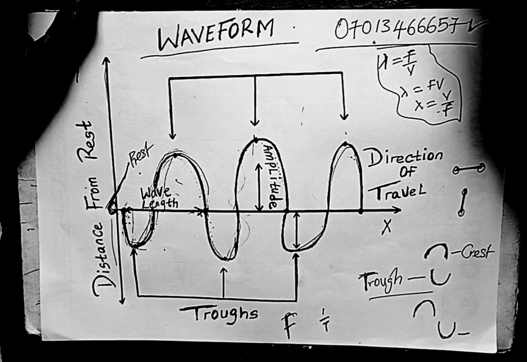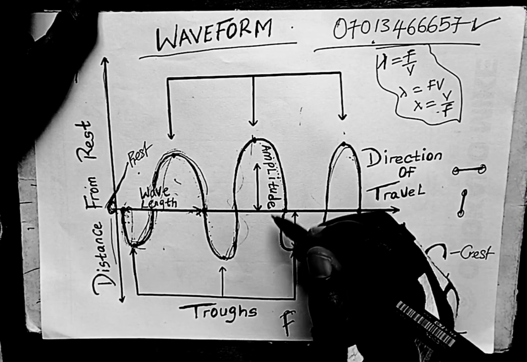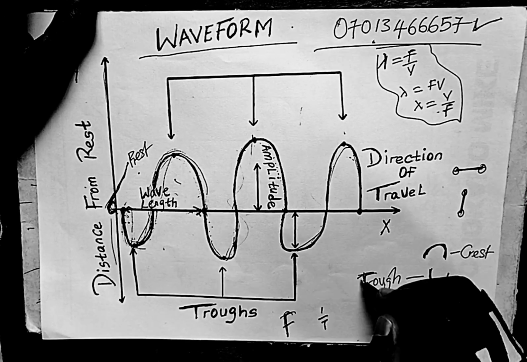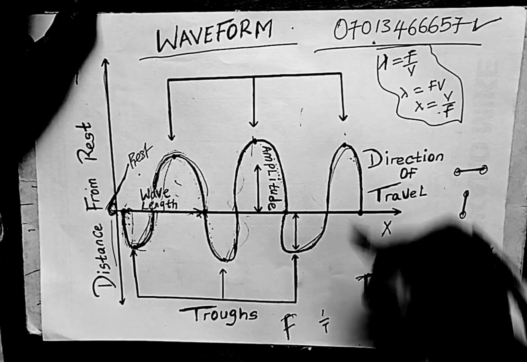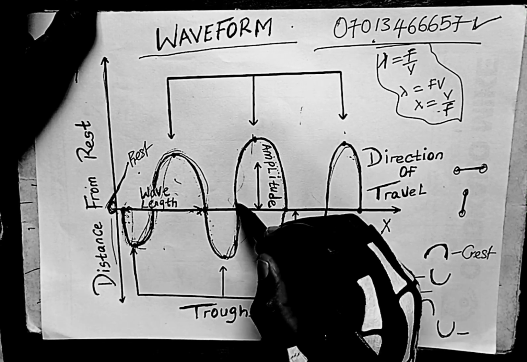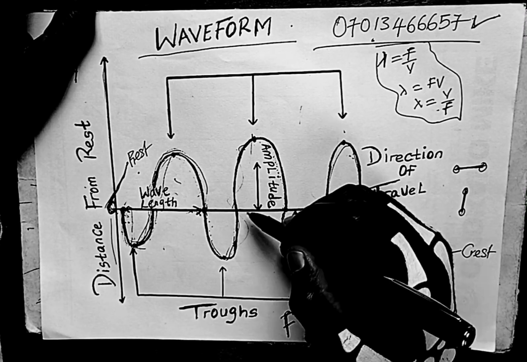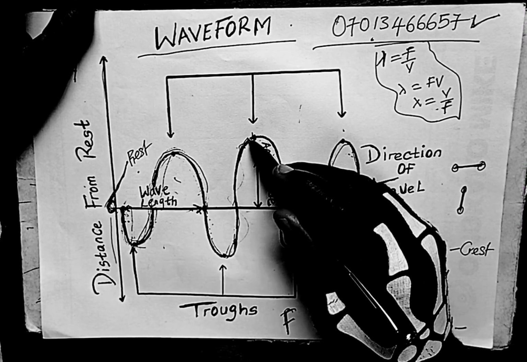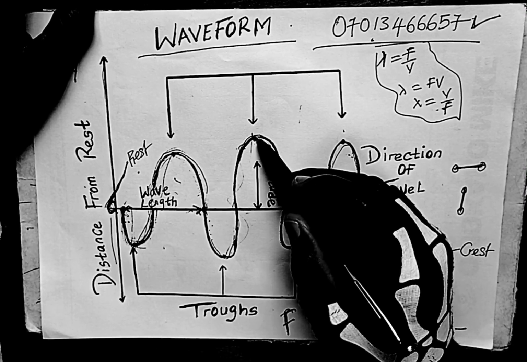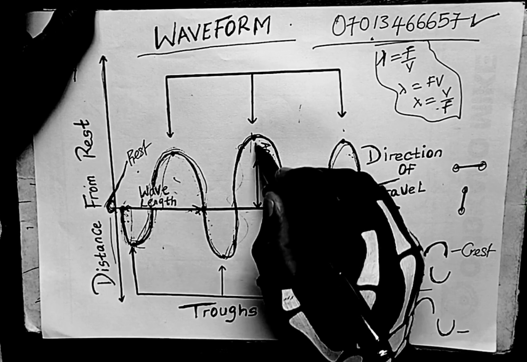What is amplitude? Amplitude can be defined as the maximum distance of displacement in a waveform. Maximum means what? Highest. The highest distance of displacement in a waveform. So if you look at one of these circles formed by the wave, what is amplitude? Amplitude is the highest height this wave can attain. That is amplitude, the maximum distance of displacement.